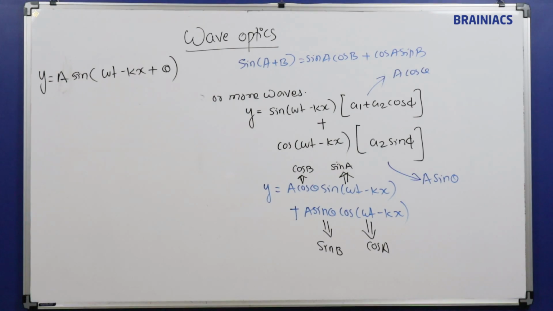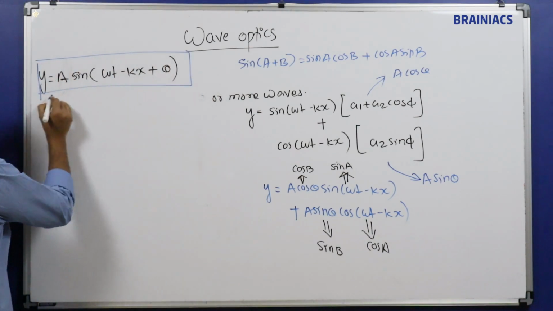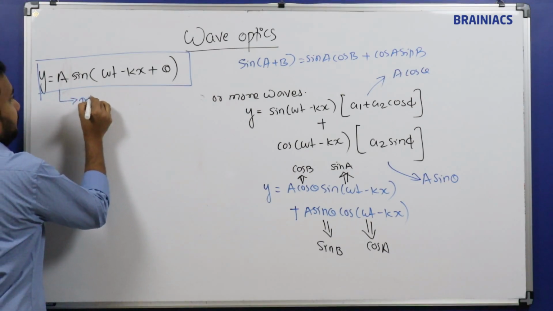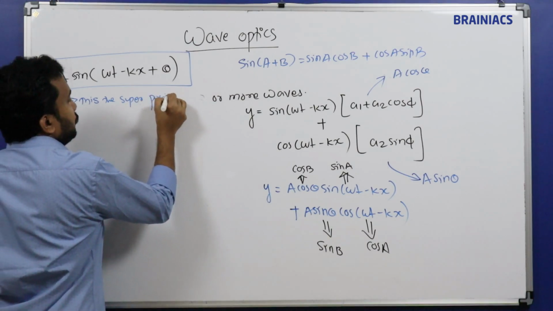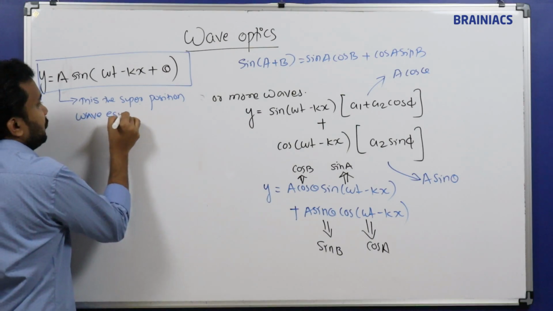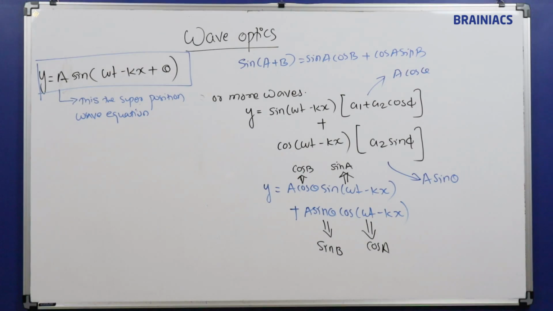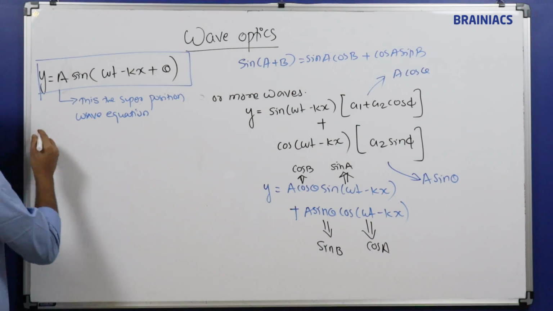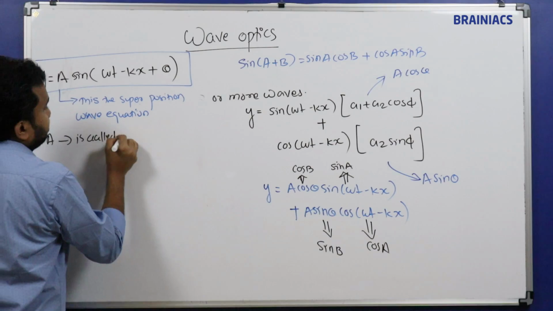Okay, this is the superposition wave equation. So we have to say this is the superposition wave equation. This is the superposition wave equation that comes from adding two waves. In this, we want to find out the capital A. Capital A is called amplitude.